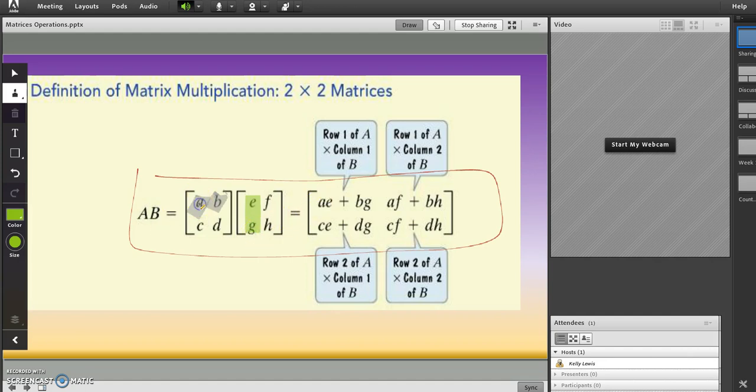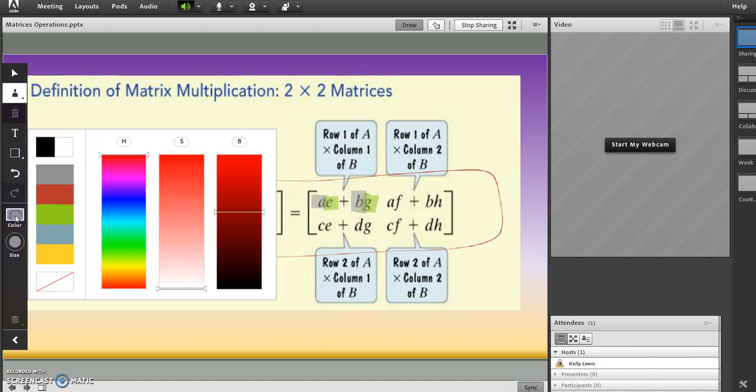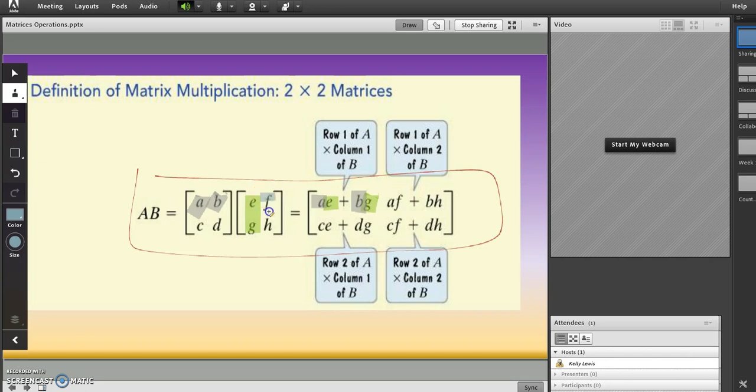So look, A times E plus B times G for the first spot. Then we're going to do the first row times the second column. So we're going to do A times F plus B times H, which goes in the second spot. So we went row, column, column.